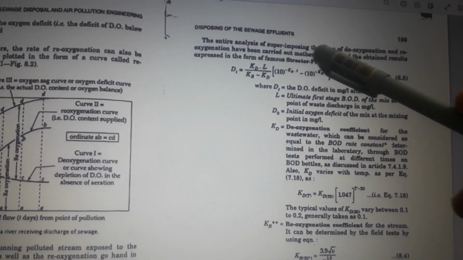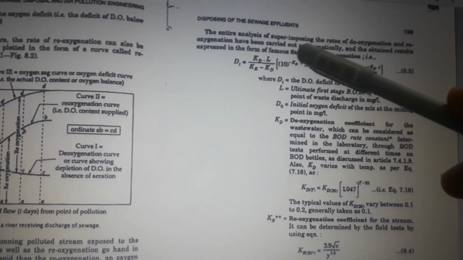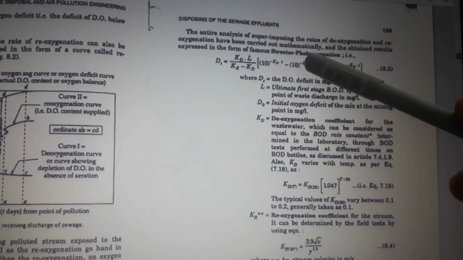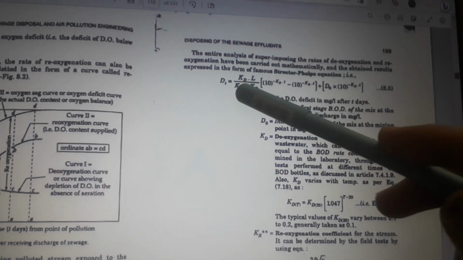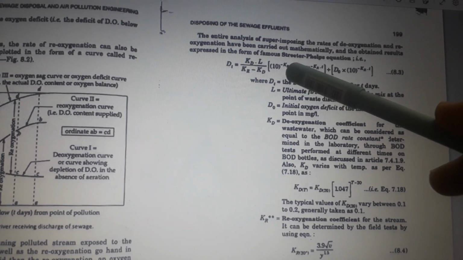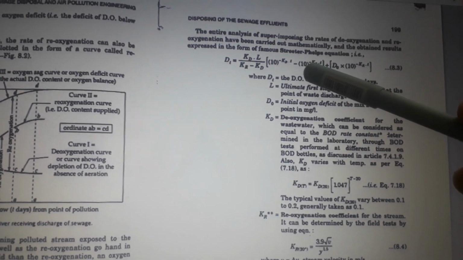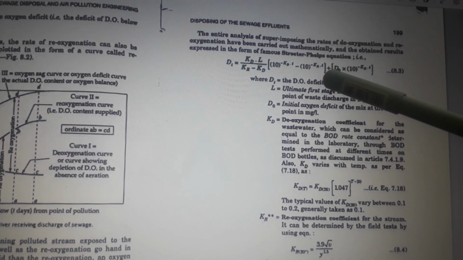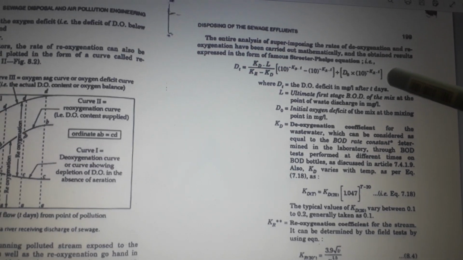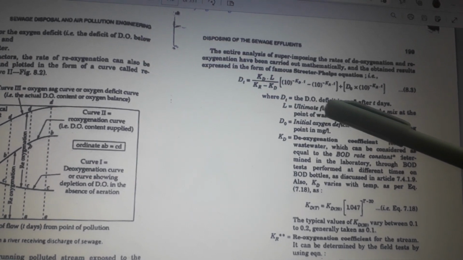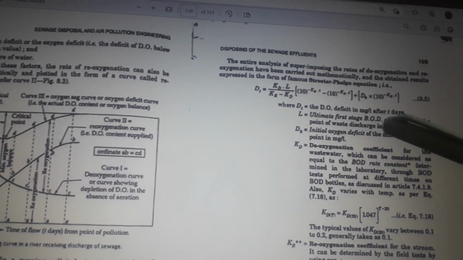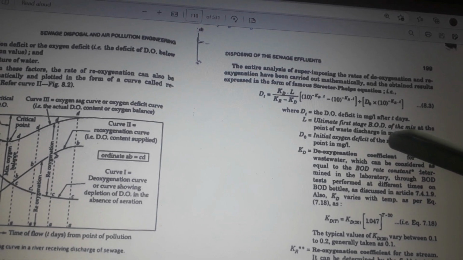The entire analysis of superimposing the rate of deoxidation and reoxidation has been carried out mathematically, and the results are expressed in the form of the Streeter-Phelps equation: Dt = (Kd × L / (Kr − Kd)) × (10^(−Kd·t) − 10^(−Kr·t)) + D0 × 10^(−Kr·t), where Dt is the dissolved oxygen deficit in milligram per liter after t days, and L is the ultimate first stage BOD of the mix at the point of waste discharge in milligram per liter.